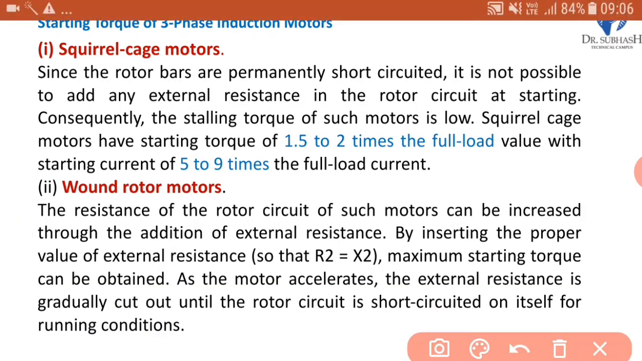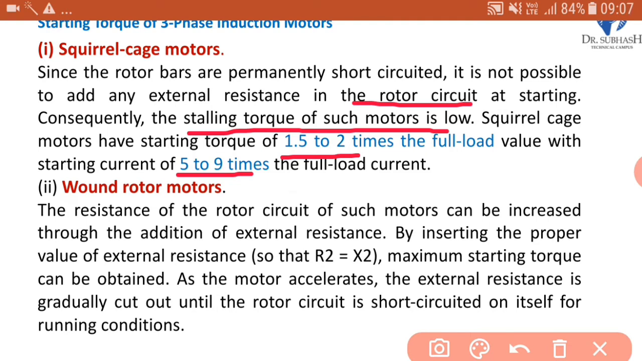First we will see squirrel cage motors. Since the motor bars are permanently short circuited, it is not possible to add any external resistance in the rotor circuit at starting. Consequently, the stalling torque of such motors is low. Squirrel cage motors have starting torque of 1.5 to 2 times the full load value, with a starting current of 5 to 9 times the full load current.